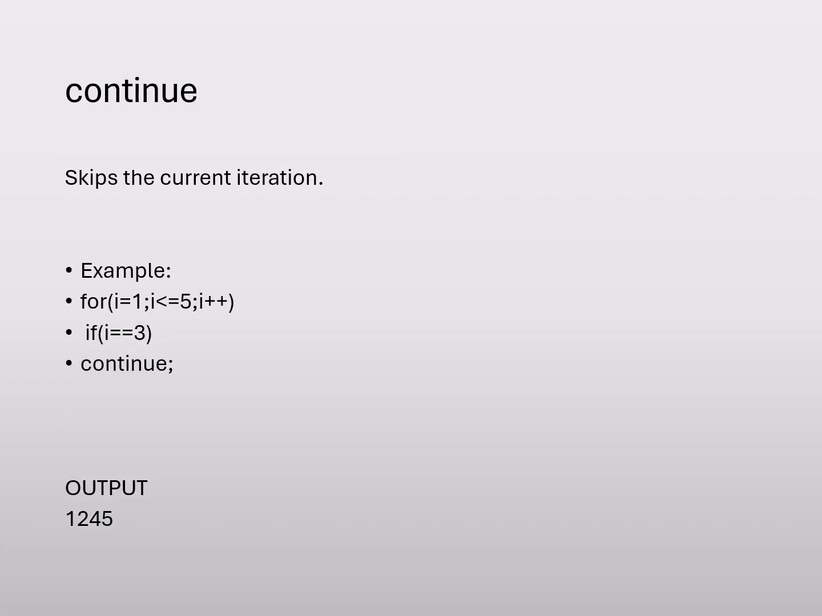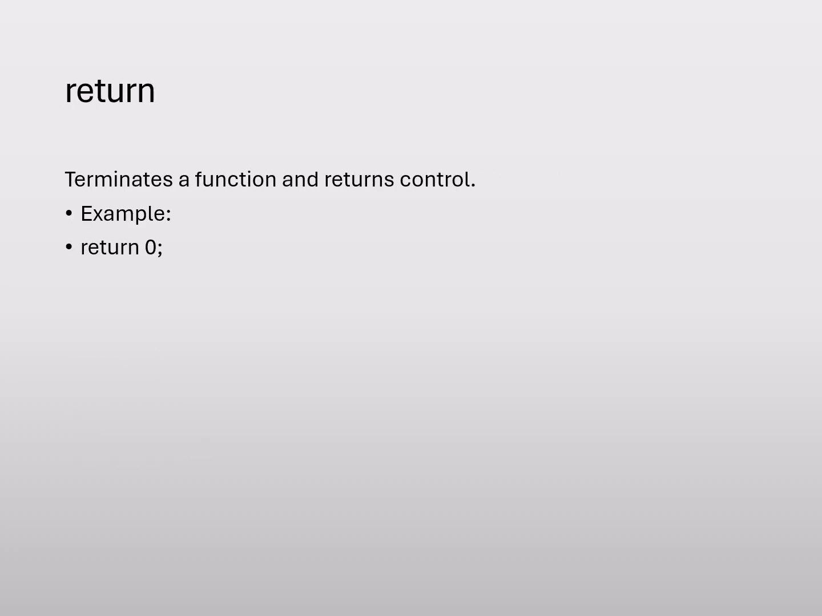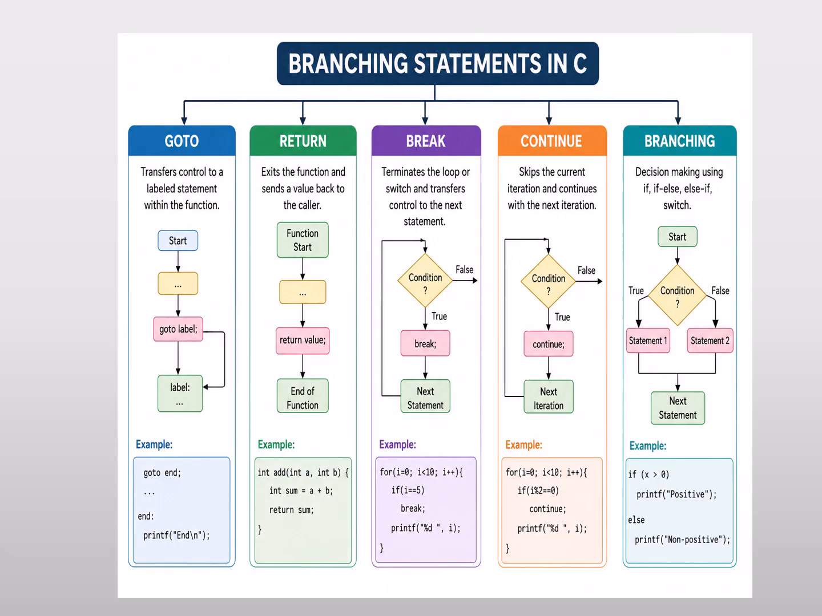Next, continue. Continue is mainly used to skip the current iteration. For example, for i equal to 1, i less than or equal to 5, i plus plus. In this program, if i equals 3, the iteration will be skipped. Next, the goto statement transfers the control from one statement to another. Next, return. The return statement is mainly used to terminate the function and return the control back. These are the main functions of branching statements.